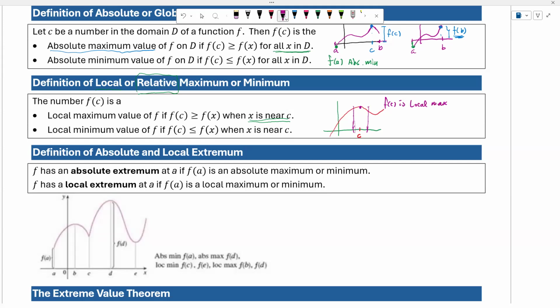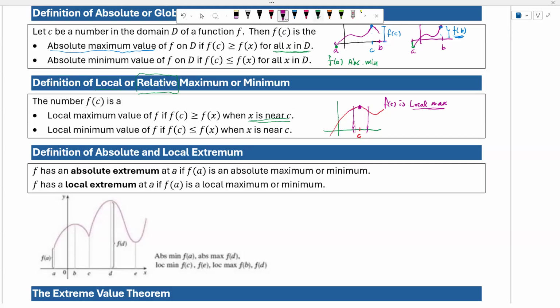So again, in some sense, if I want to find the local maximum, I need to have the function changing from increasing to decreasing, then this point right here is my local maximum. On the other hand, a local minimum of f if f of C is less than or equal to f of x when x is near C.